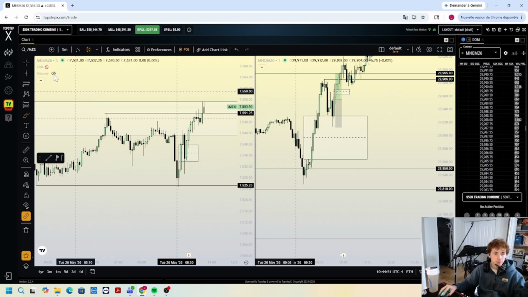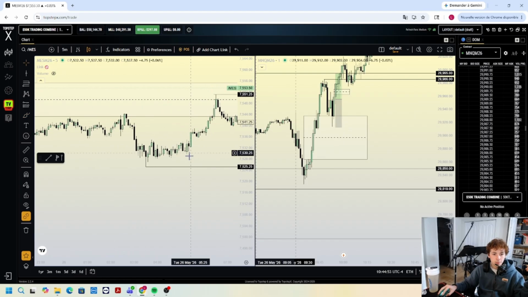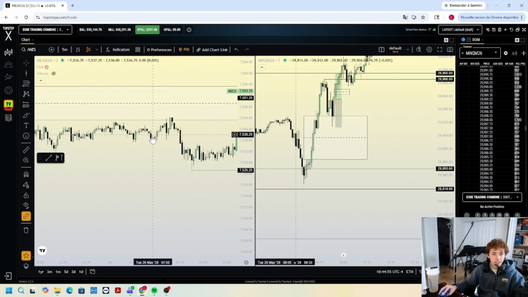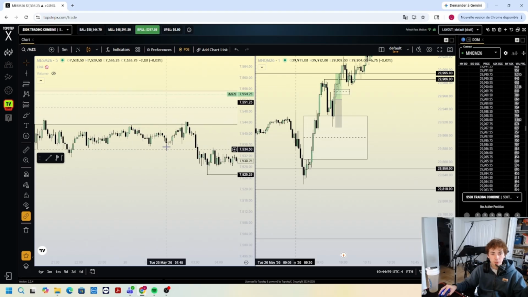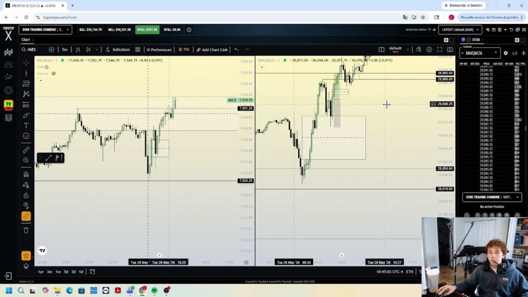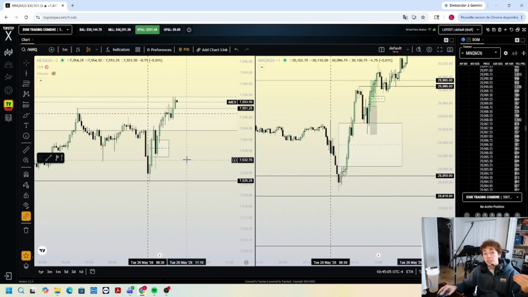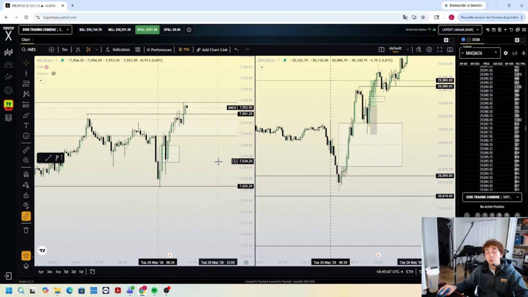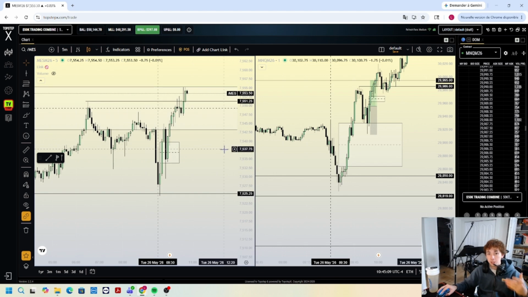Let me find a doji for you guys. It's like this right here. This candle that does pretty much nothing, but imagine that on a high time frame. But we didn't get that. We got a pretty smooth move back up, which means we can expect some longs.